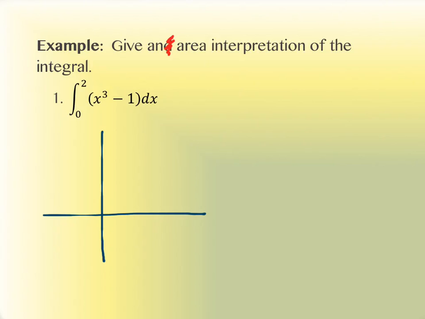Obviously, it's cubic, right? Between 0 and 2, what happens? What happens at x equals 0? What's the value? -1. -1, thank you. So the y value is -1 at x equals 0.